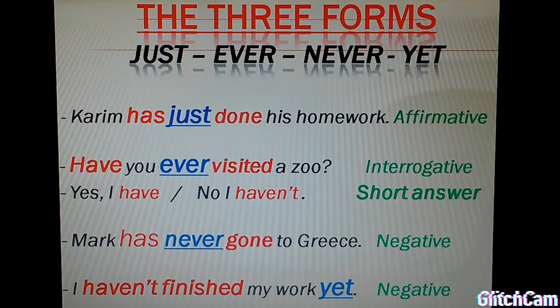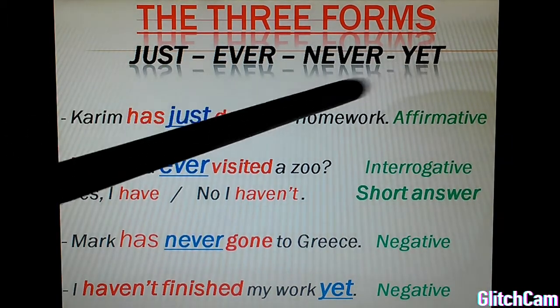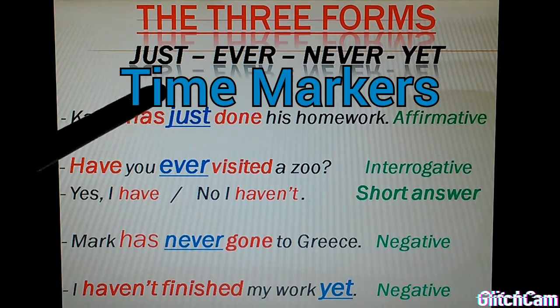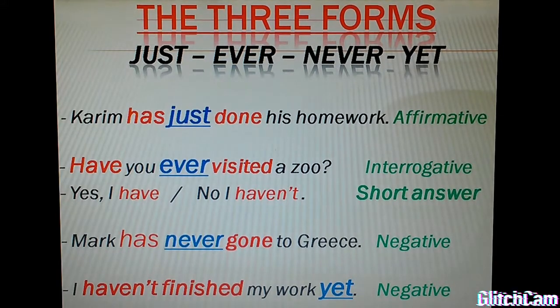What are the three forms of the present perfect tense? As you may know, even in French, we have une phrase interrogative, question, une phrase affirmative, point, une phrase négative avec ne et pas, et bien sûr, question-réponse. Tant qu'on a une question, on a une réponse. C'est la même chose en anglais. Alors here you have three forms, and you have these four words, which are called time markers. It means we use these words with present perfect tense to indicate somehow the time.